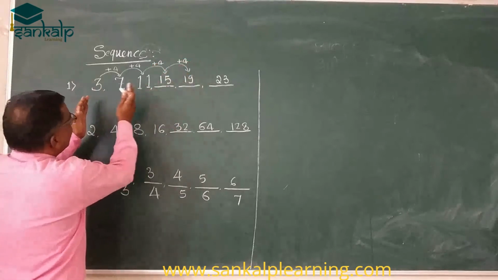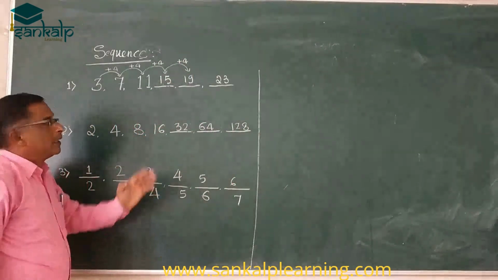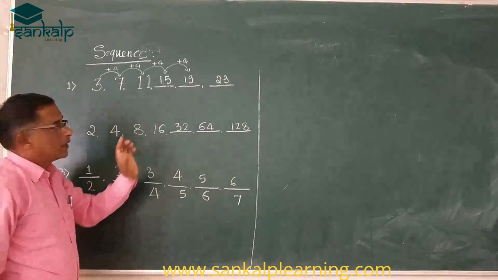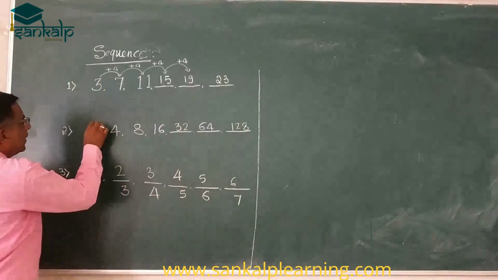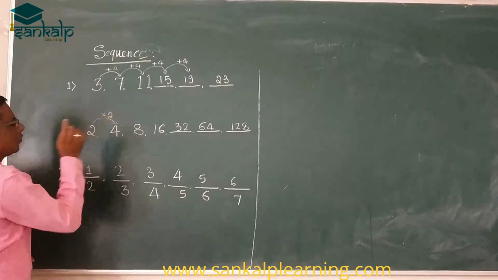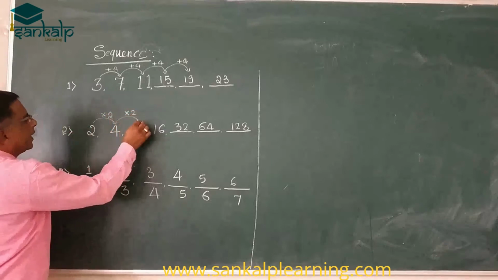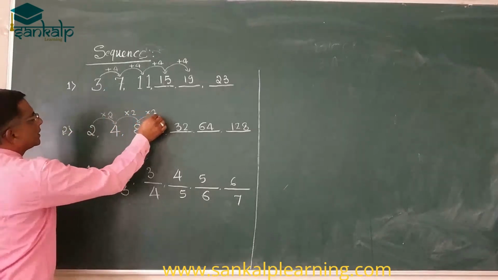So by adding 4 to each number, we are getting the succeeding number. Here this is the addition of 4, that fixed number. If you observe here, 2 into 2 is 4, 4 into 2 is 8, 8 into 2 is 16.